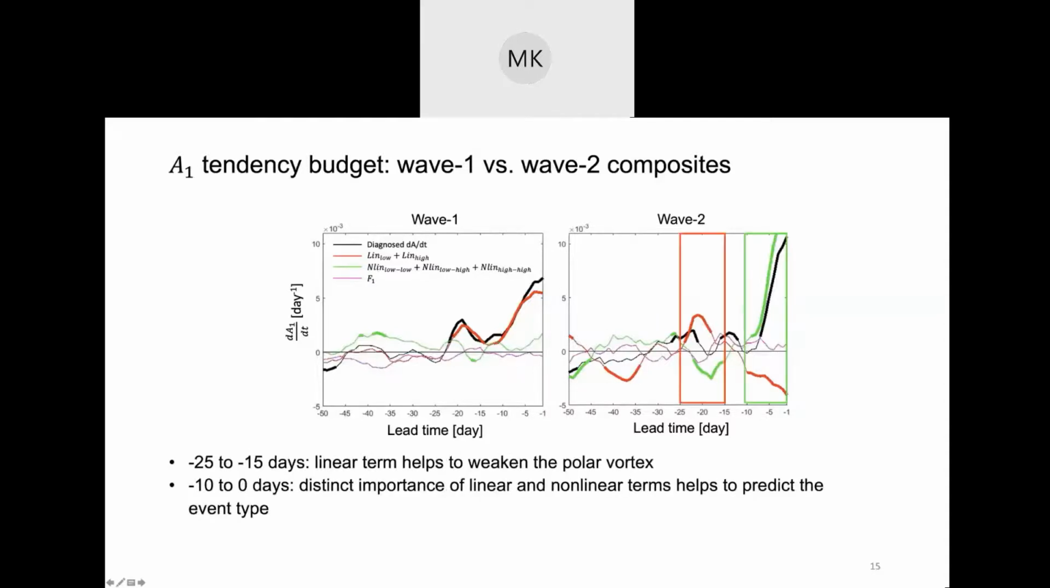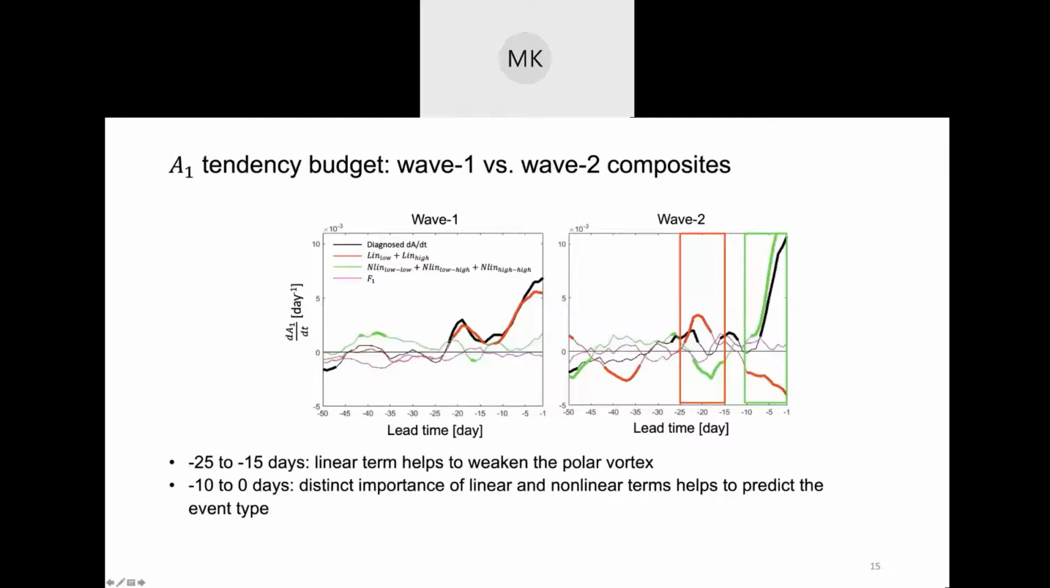And from here, we can roughly separate the vortex weakening process into 2 different periods. The first period is from 25 days to 15 days before the event, and in this period, the linear terms are important in both wave number 1 and wave number 2 events. And the second period is from 10 days before the event to the onset day of the event.